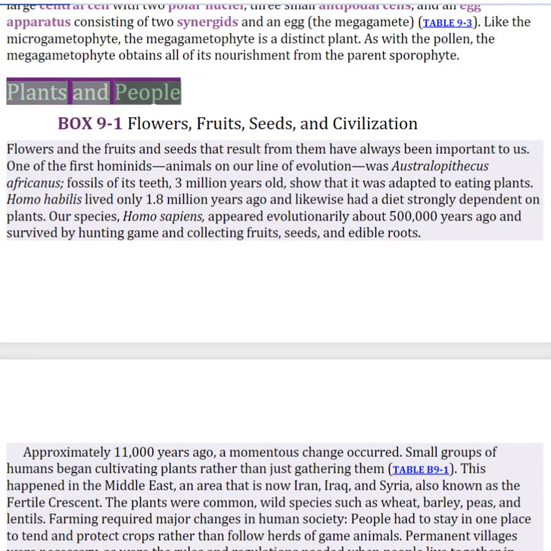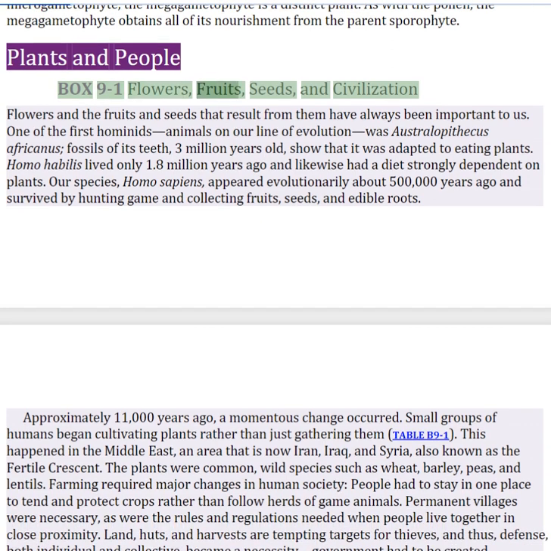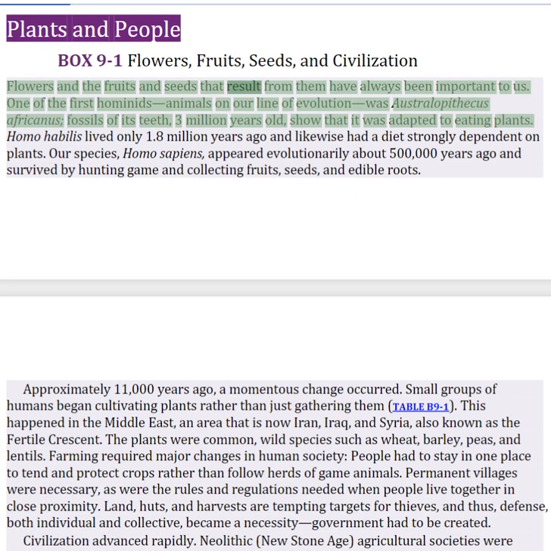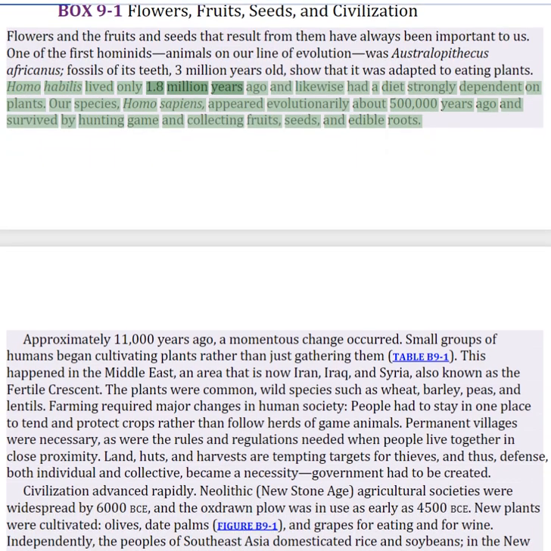Plants and people. Box 9-1: Flowers, fruits, seeds, and civilization. Flowers and the fruits and seeds that result from them have always been important to us. One of the first hominids, animals on our line of evolution, was Australopithecus africanus. Fossils of its teeth, 3 million years old, show that it was adapted to eating plants. Homo habilis lived only 1.8 million years ago and likewise had a diet strongly dependent on plants.